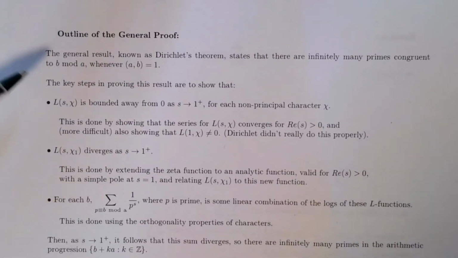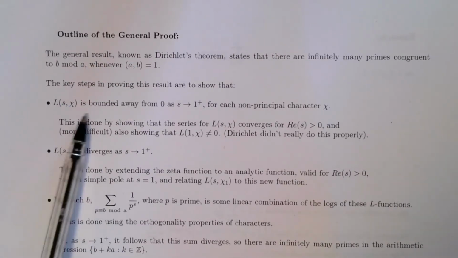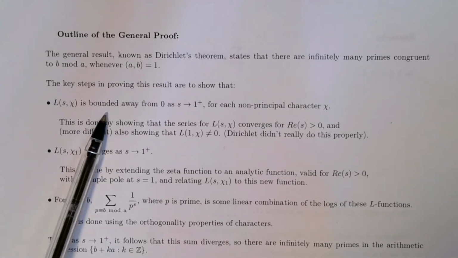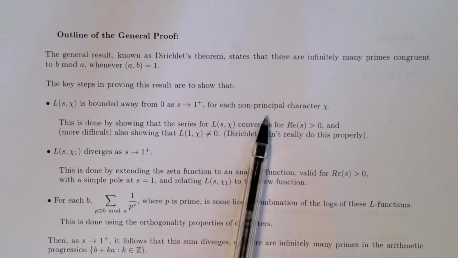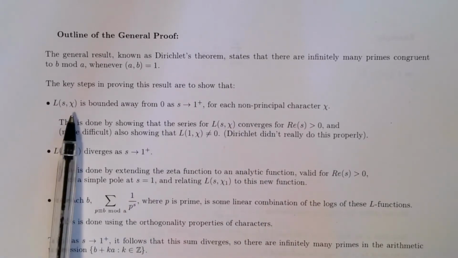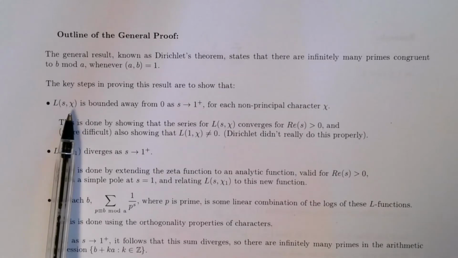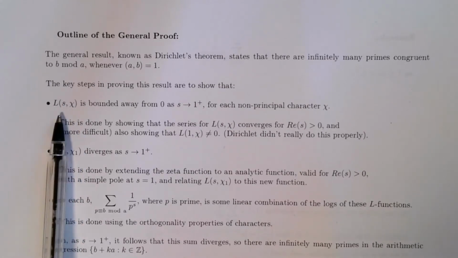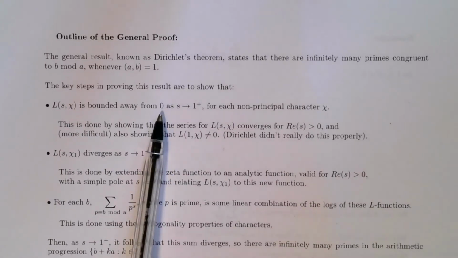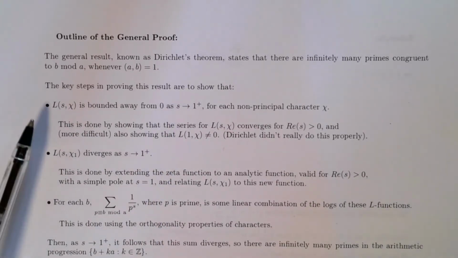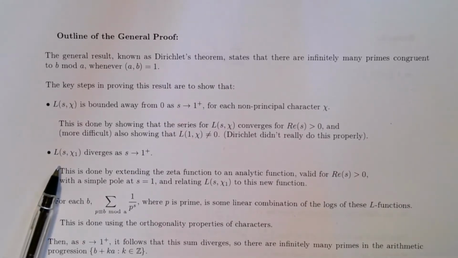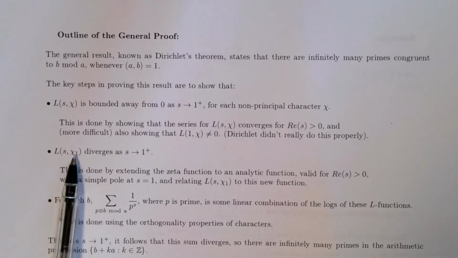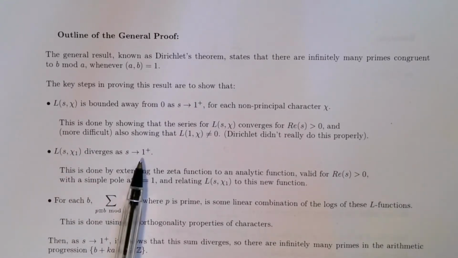The key steps were that L of s and chi has to be bounded away from 0 as s goes to 1 from above for each of the non-principal characters. This involves two steps, in fact. It involves proving that this sum is finite as s goes to 1, and also it's bounded away from 0 so I can take the logarithm of it. And that's quite hard. The next step, which we'll see is not quite so difficult, is to show that L of s and chi 1 diverges as s goes to 1.